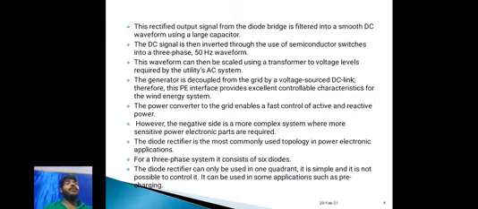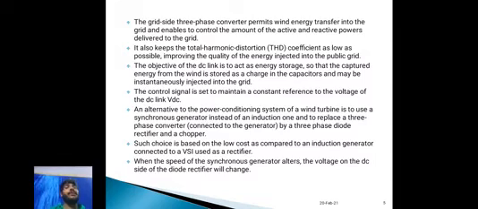The diode rectifier is the most commonly used topology in power electronics applications. In a three-phase system, it consists of 6 diodes. The diode rectifier operates in only one quadrant. It is simple, but it is not possible to control it. It can be used in some applications such as charging. In the grid side three-phase system, the converter permits wind energy transfer into the grid and enables control of the amount of active and reactive power delivered to the grid.